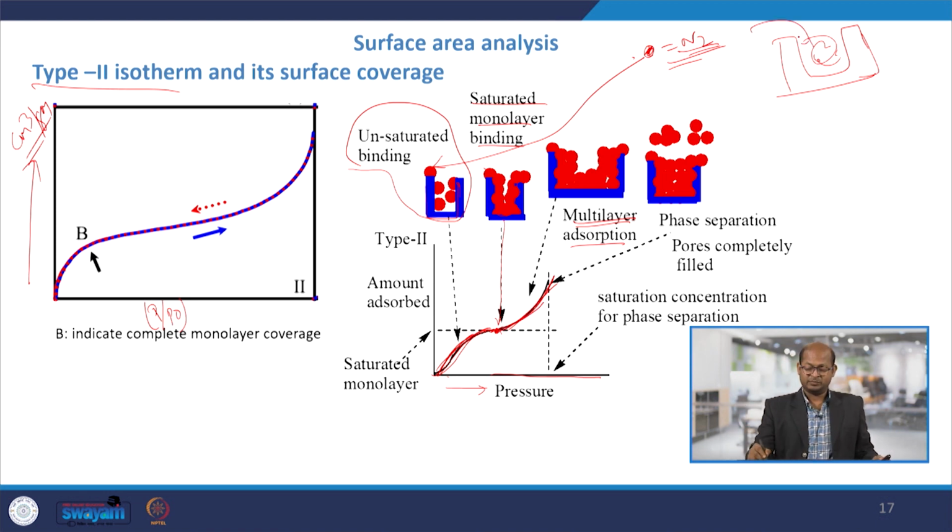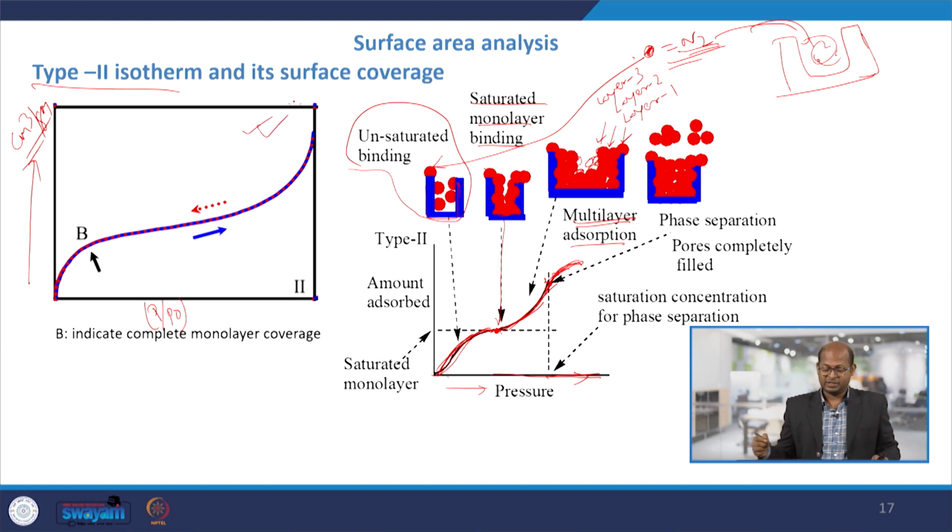pressure over the surface of that catalyst or material, the pores available with multiple pore formation would be filled up by multilayers. This is layer 1, this is layer 2, this is layer 3. Multilayer adsorption is there and phase separation is there, and after that if we further increase the pressure, then it would be saturated and capillary condensation would be there. So this is the adsorption curve, or adsorption isotherm.